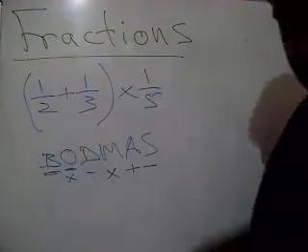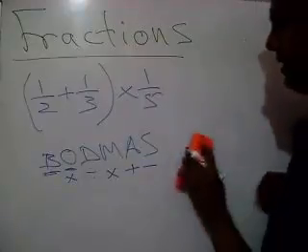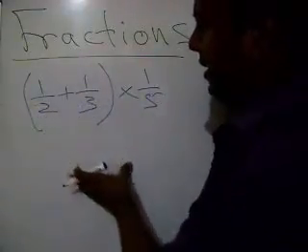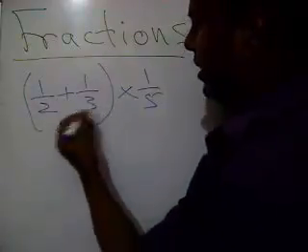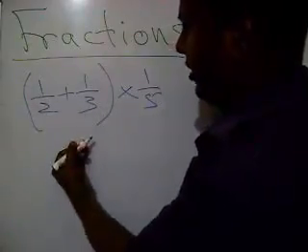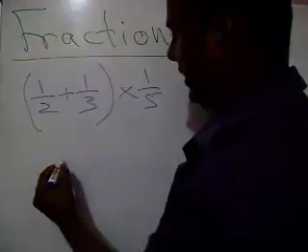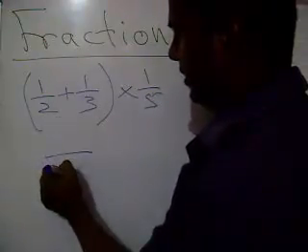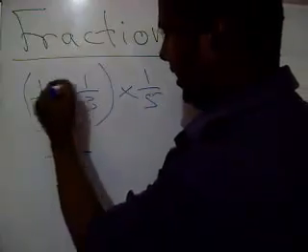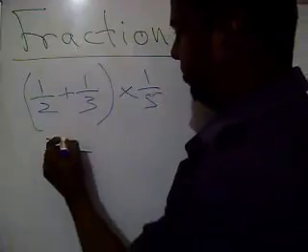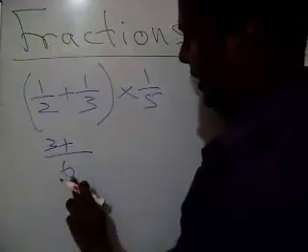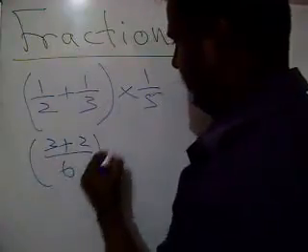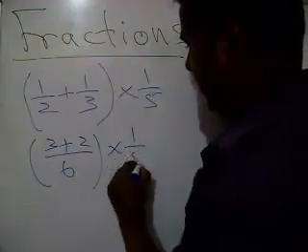So here we have the brackets first. Let's take care of the mathematical operations within the bracket. Here we need to come up with a common denominator. Obviously the common denominator is 6. 2 into 3 is 6. 1 into 3 is 3, plus 3 times 2 is 6, so 1 times 2 is 2. So that's still the bracket into 1 over 5.